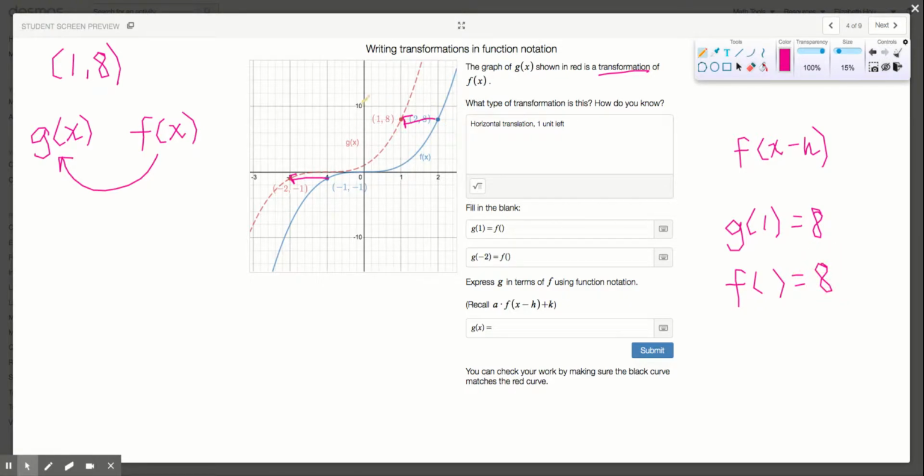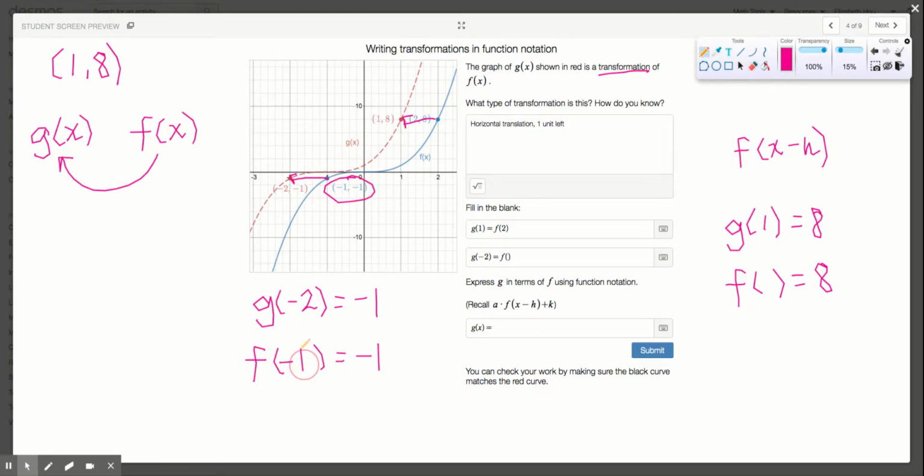If I wanted to use f, that would be f of what equals 8. And we can see it right here on the graph. G of 1 equals 8. It's f of 2 that equals 8. So g of 1 equals f of 2. Let's look at g of -2. G of -2 equals -1. How do I get -1 on the f graph? I can see from this coordinate right here, I have to plug in -1. So g of -2 is equal to f of -1.